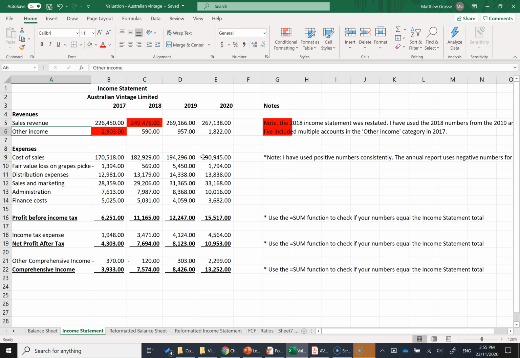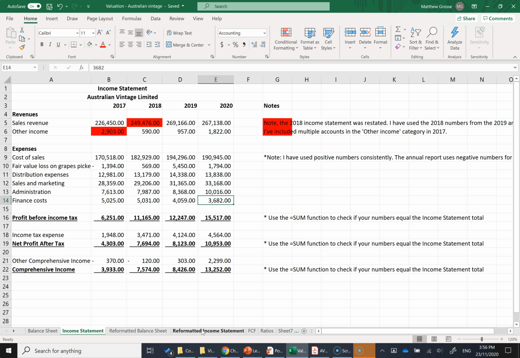Then I look down at the different expenses. Cost of sales, that's going to be part of operation. Fair value loss on grapes picked, that's part of our operations. Distribution, sales, marketing, admin, these are all operating expenses. Then we get to finance costs. Well, finance costs are probably going to be financing activities. These are the costs of your interest and setting up loans and all those kind of things. So this number is likely going to end up in the financing activities.